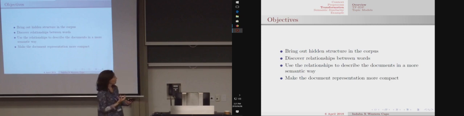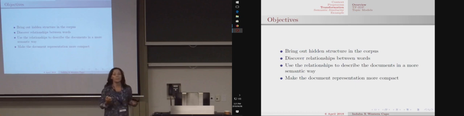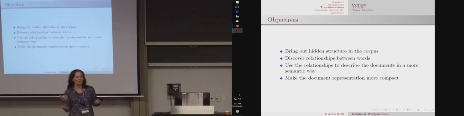So we want to use these relationships to describe the documents in a more semantic way. And what does semantic mean? That's an ironic question, because semantic means meaning. It's about meaning.